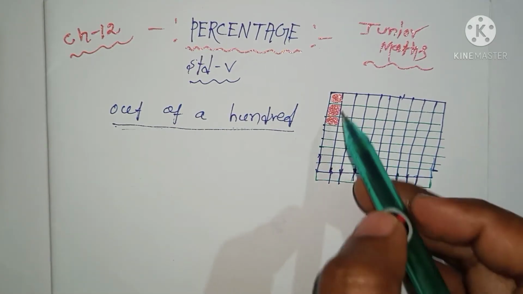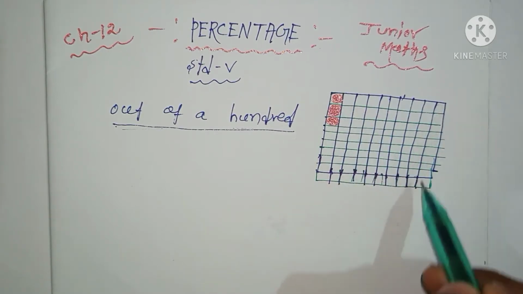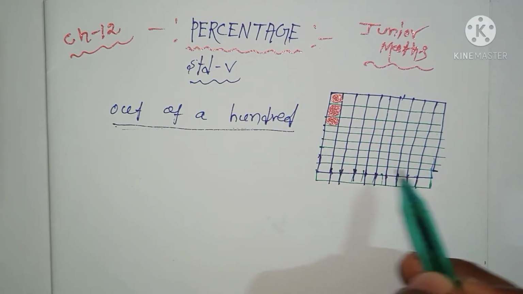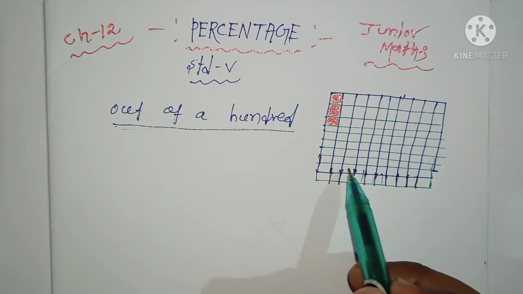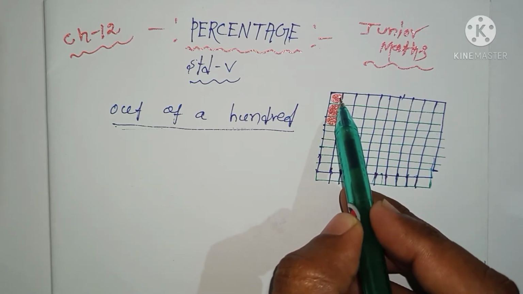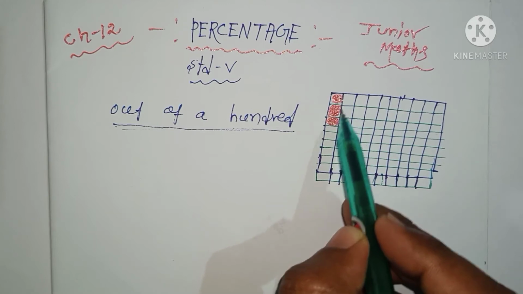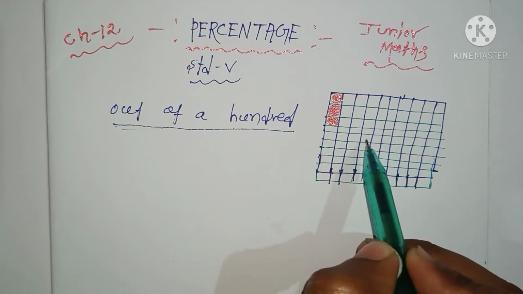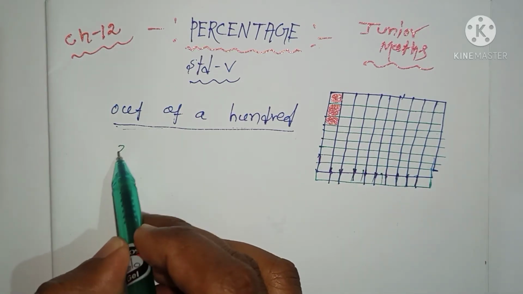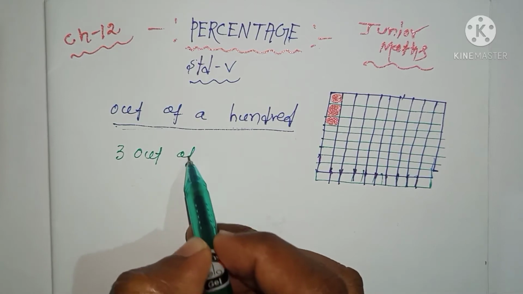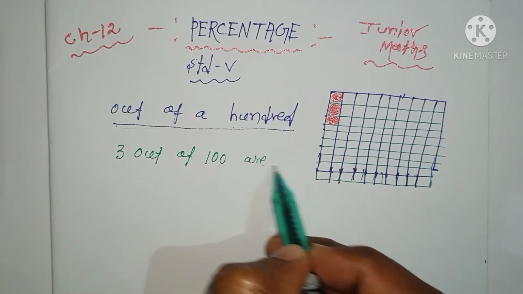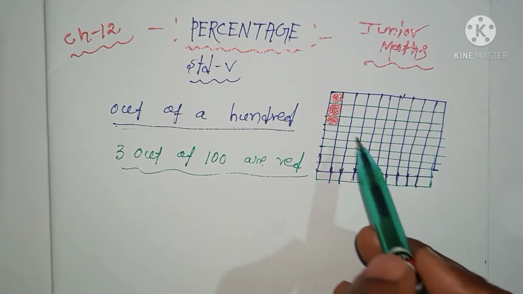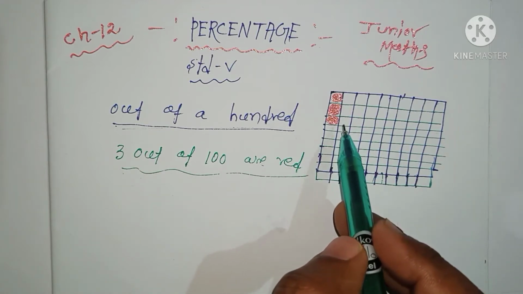Okay, so see here I have drawn a big square. In between the big square there are 100 small squares. Out of these 100 small squares, I have drawn this shaded part in red. 1, 2, 3: three squares I have drawn in red color. So we can say that 3 out of 100 are red. Is it clear? Means out of 100 small squares, these 3 squares are red in color.